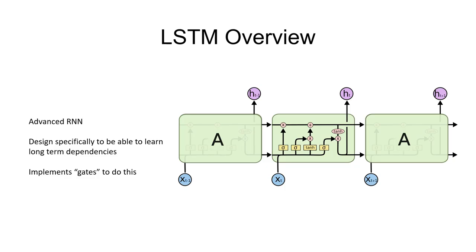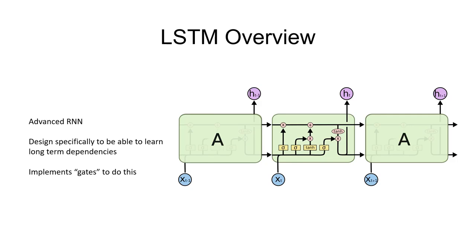This brings us to an advanced RNN known as the Long Short-Term Memory, or LSTM, architecture. This architecture was designed specifically to be able to learn problems that rely on long-term dependencies. This makes the LSTM architecture a go-to architecture when approaching problems related to natural language processing.